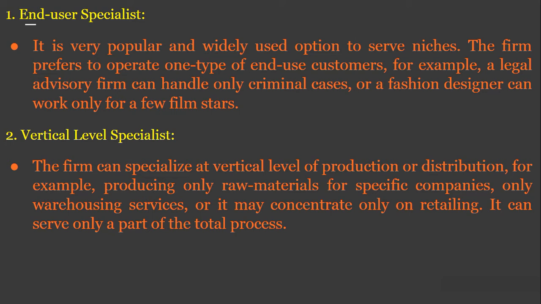Second is a vertical level specialist. The firm can specialize at a vertical level of production or distribution. For example, producing only raw materials for specific companies, only warehousing services, or it may concentrate only on retailing. It's like Pantaloons, these are giant retailers only concentrating on retailing, that is buying and selling. It can serve only a part of the total process.